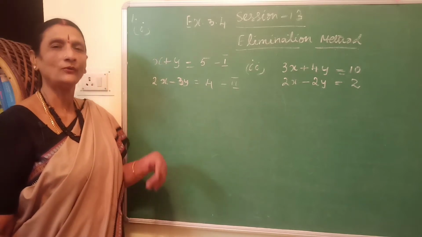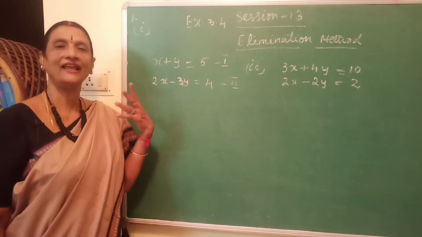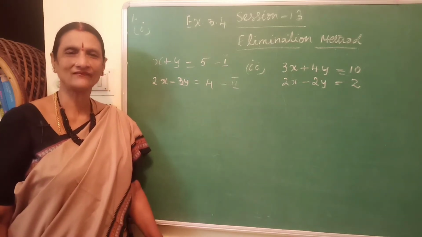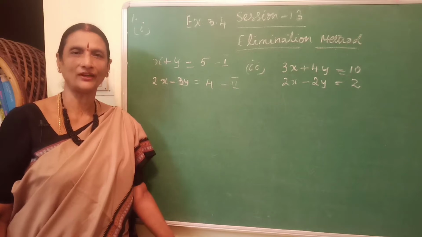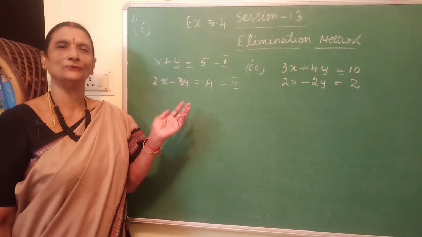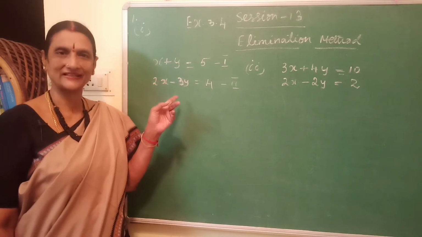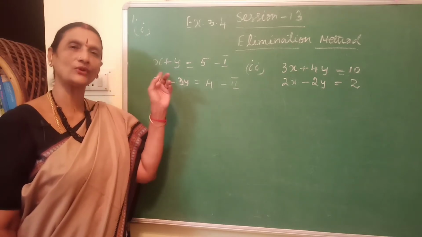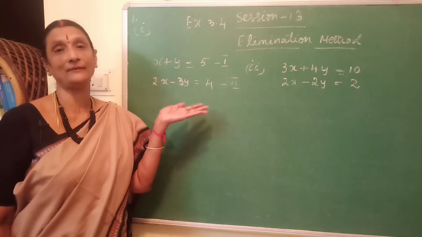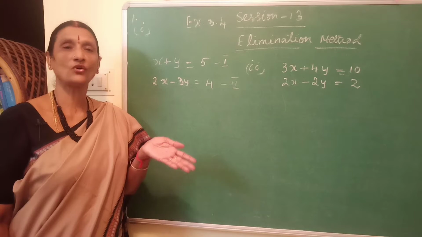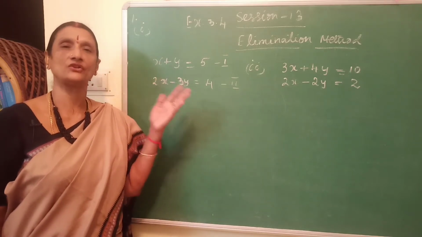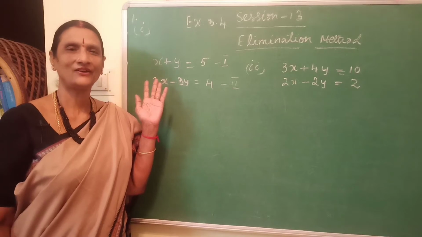Now, the word suggests elimination means something we have to eliminate. Are you all understanding? Eliminate means something we have to remove. So, what are we going to remove? Here there are two variables x and y. So, we are going to remove one of the variables x and y. It may be x or it may be y. There is no rule that we have to remove only x or only y. It is your choice. Are you understanding?